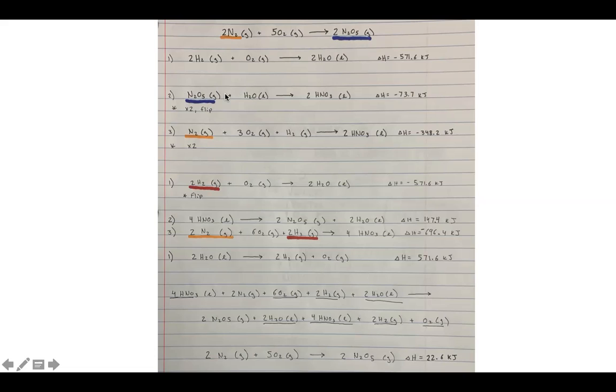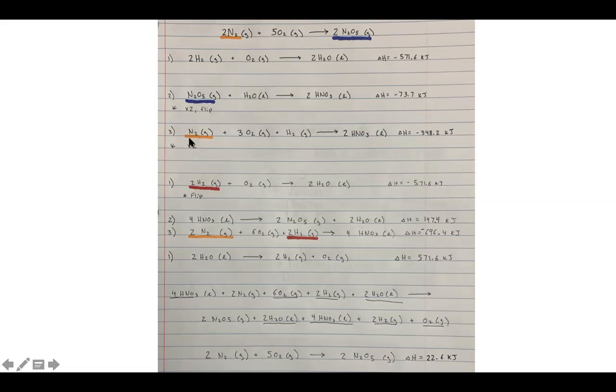That indicates to me that I need to take this entire second sub-reaction, and I have to multiply the entire thing by 2, and I'm going to flip it, right? So my reactants become products, and my products become reactants. Okay? I'm going to do the same thing for sub-reaction 3.